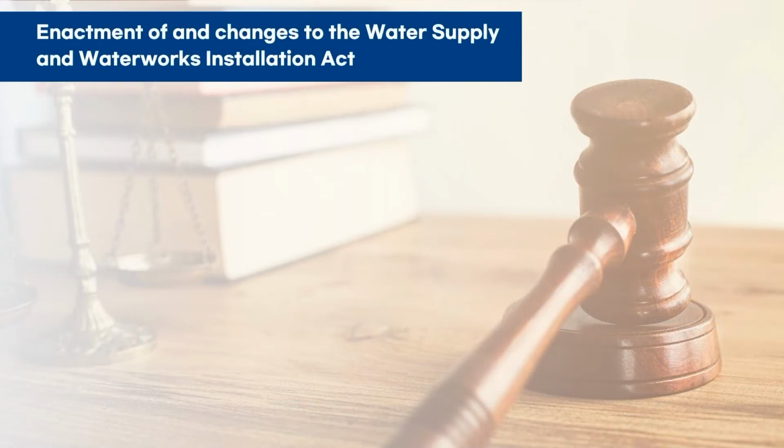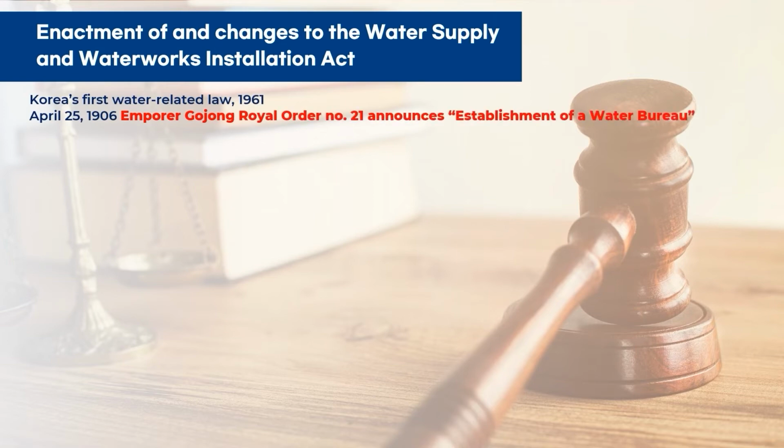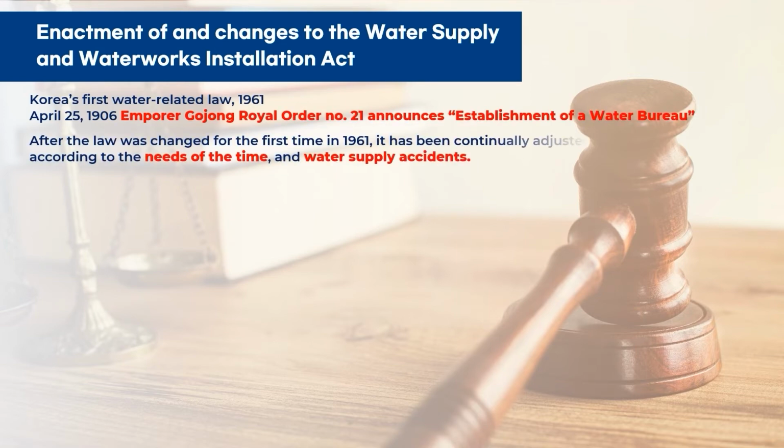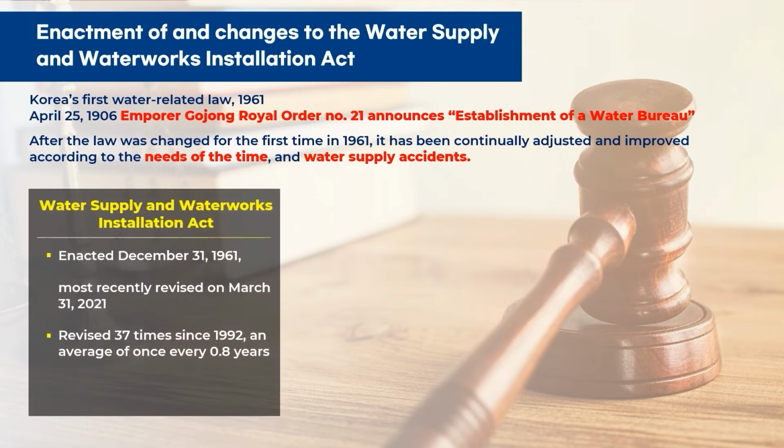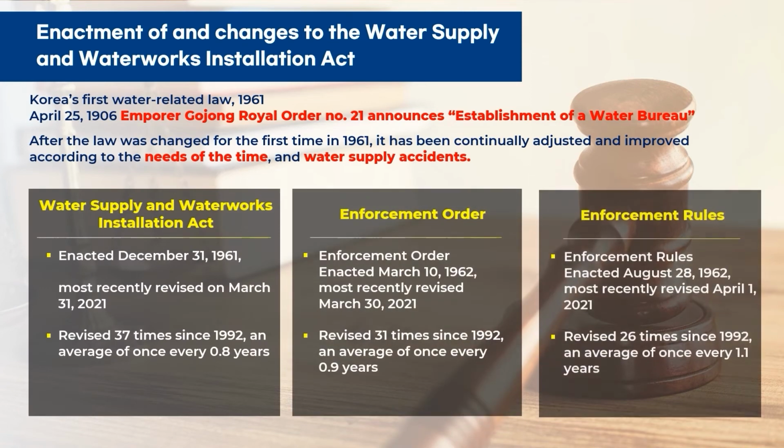In addition, the Water Supply and Waterworks Installation Act was enacted, providing systematic legal processes. Korea's Water Supply and Waterworks Installation Act was first enacted in 1961. Since its enactment, it has been improved continuously up until today, according to the needs of the time and water supply accidents. The Act has been revised 37 times since 1992 alone, meaning it was revised 1.3 times per year.